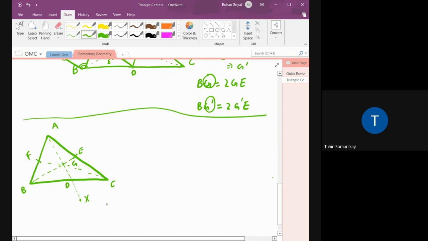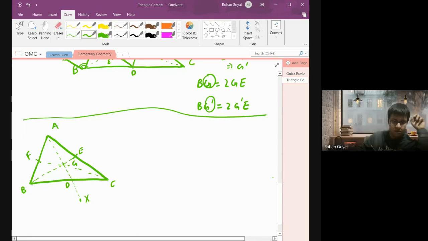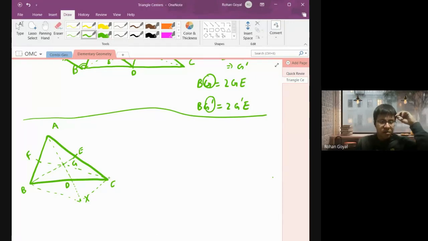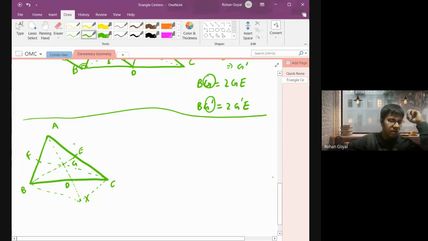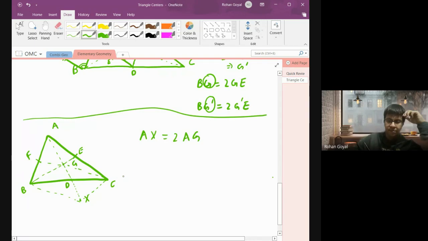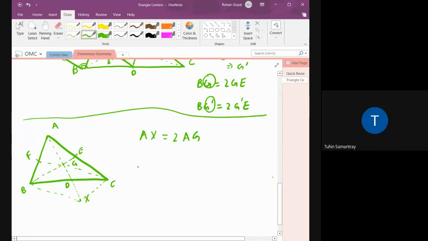So we will join BX and CX. By the midpoint theorem, we know that FG is parallel to BX and GE is parallel to XC. AG is equal to GX. So now we know that BGCX is a parallelogram, and the diagonals bisect each other. So D is the midpoint of BC.